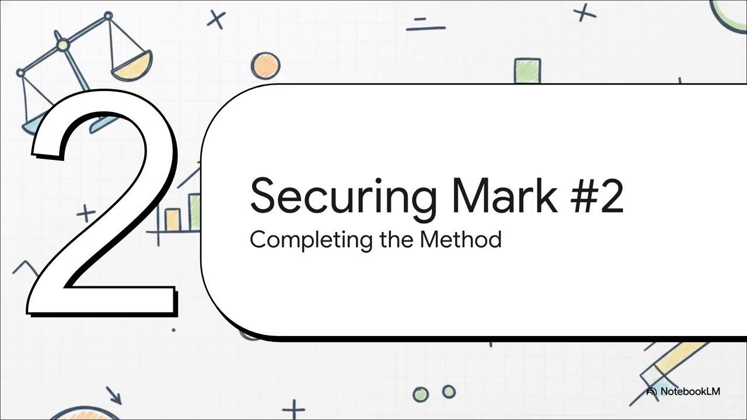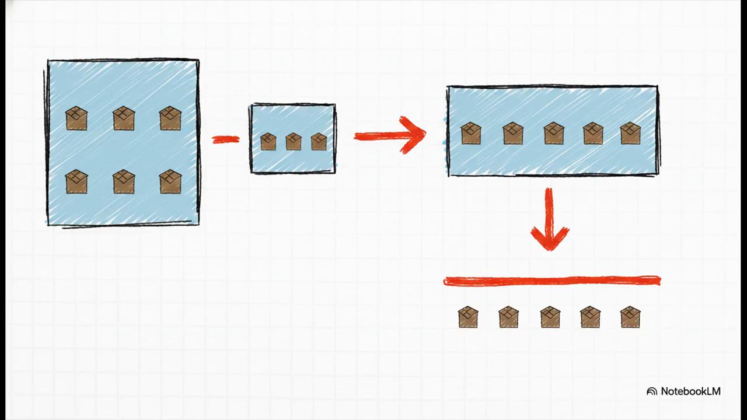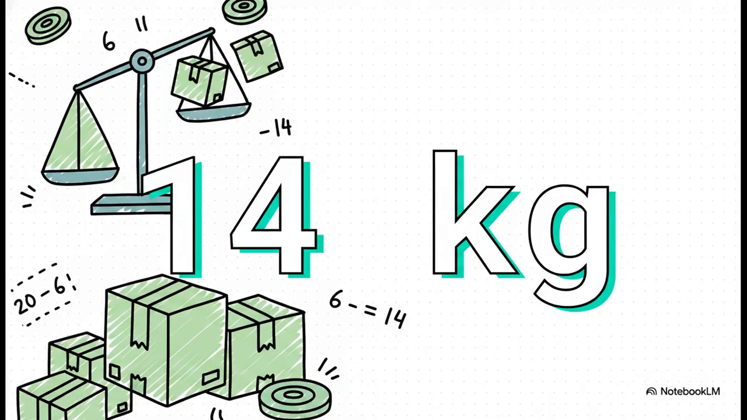Awesome. Now let's combine those results to get our second method mark, which is all about showing you have a complete process. Okay, the thinking here is really straightforward, right? If we know the total weight of all 8 parcels, and we know the total weight of 3 of them, we can find the weight of the others with a simple subtraction. So we take our 20 kilograms, we subtract the 6 kilograms, and that leaves us with 14 kilograms. And that right there is the total weight of those other 5 parcels.